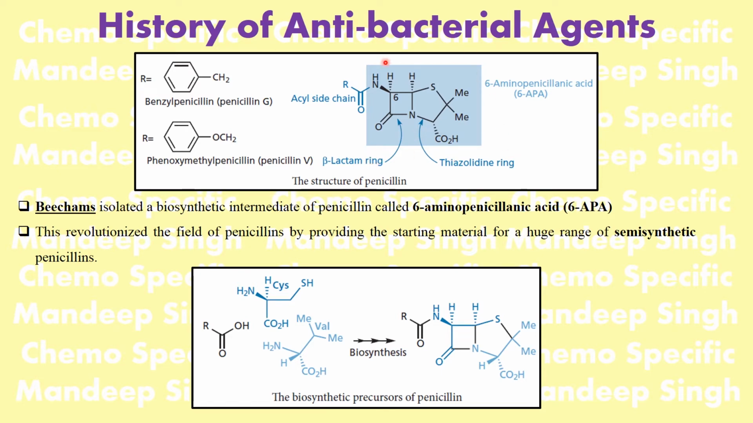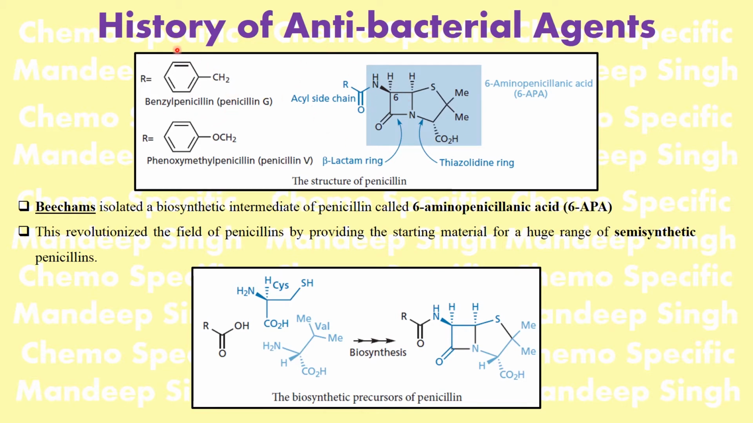If you can isolate this particular intermediate having this amine moiety, now you can synthesize a huge variety of penicillins by simply an acylation reaction. So if we carry out a disconnection here, what we have is an acyl chloride, and here is an amine. We can carry out the acylation reaction to give the desired penicillin.